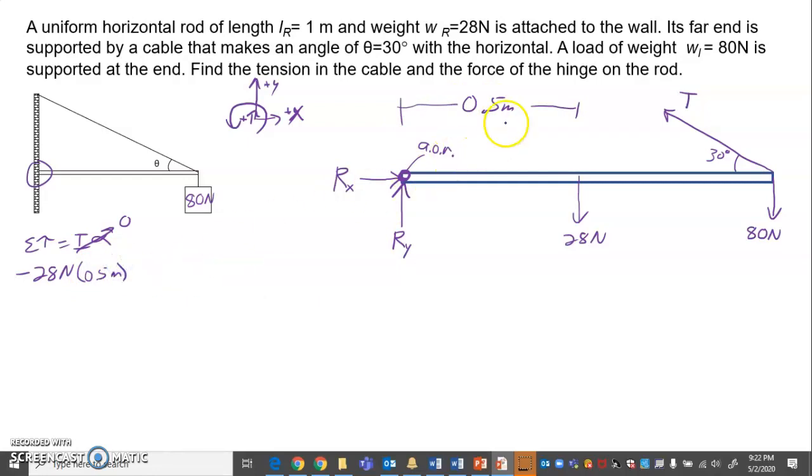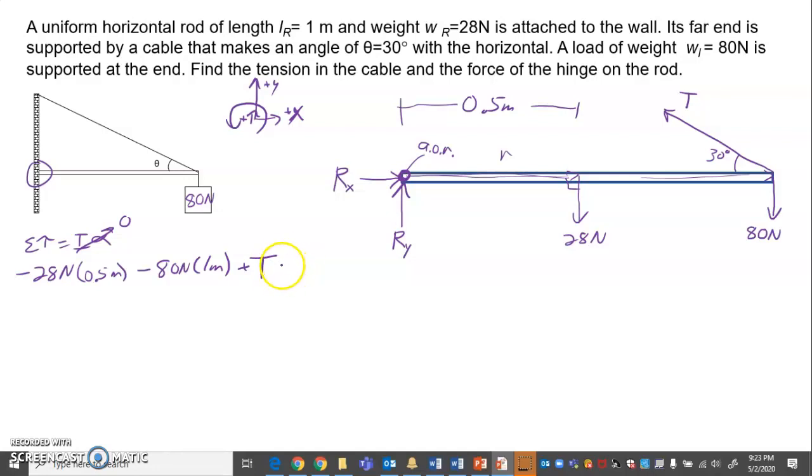And then it's a 90-degree angle when we draw in our lowercase r. It's a 90-degree angle, so sine of 90 is 1. And then we say minus 80 newtons times 1 meter. And again, that's forming a 90-degree angle with the r for that one. The r for that force would go out like that. And then we've only got the tension left, and that's going to create positive torque. Okay, so that's tension, not torque right there.